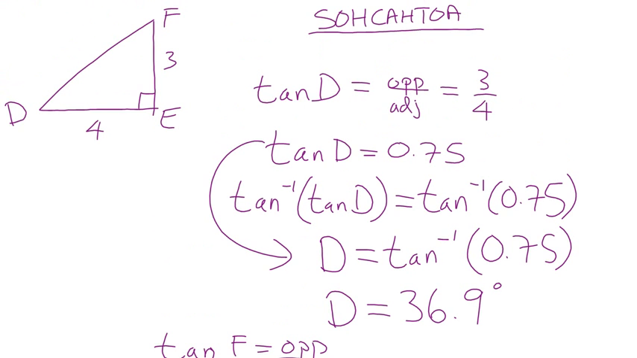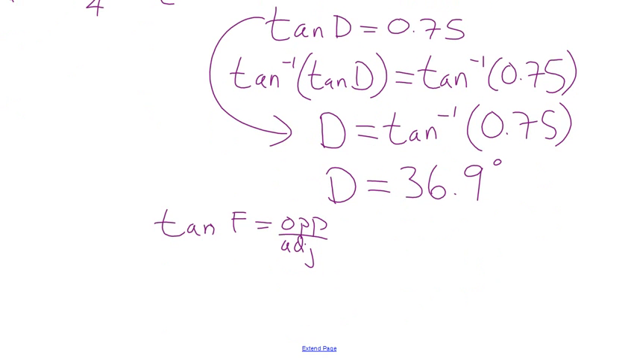Okay, what if I want to figure out angle F? Right, we already know angle E is 90, we're not going to do anything with that. So the tan of angle F is equal to opposite over adjacent, which is 4 over 3. So what's F equal to?